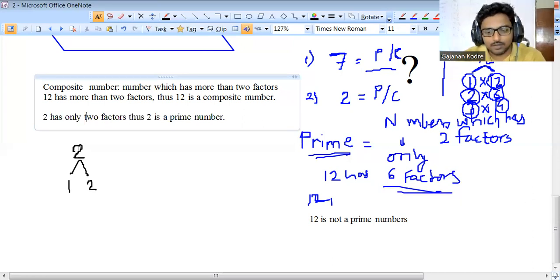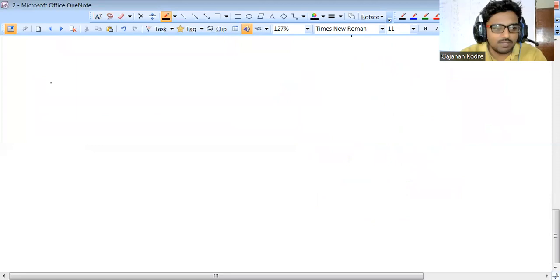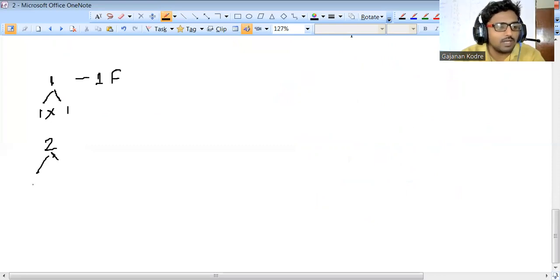Okay. So let's do a little activity, and then we'll come back to our sieve of Eratosthenes. Quickly, we'll try to find out which are the prime and which are the composite numbers. Now look, how many factors does one have? One comes in one table, 1 into 1. So one has only one factor. Okay. How many factors does 2 have? Yes, 2 has 1 multiplied by 2. So it has 2 factors.